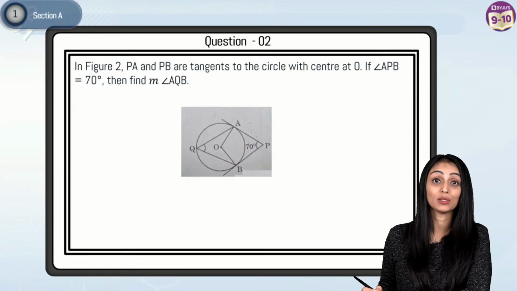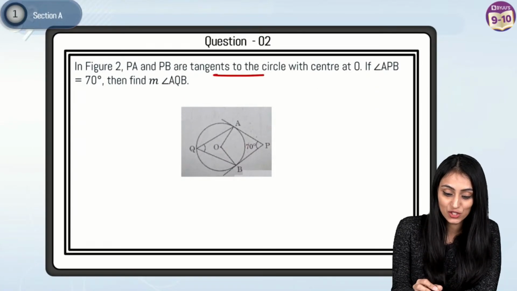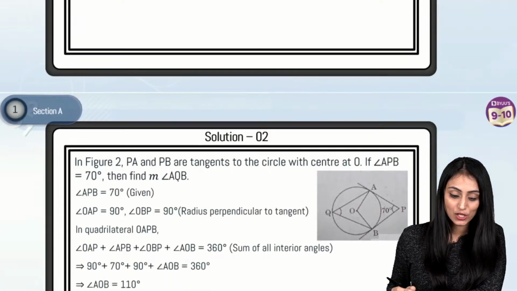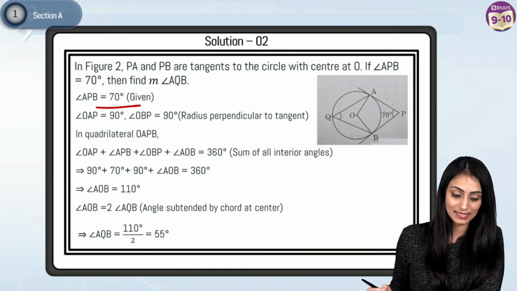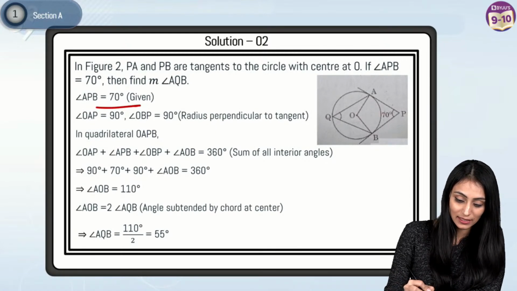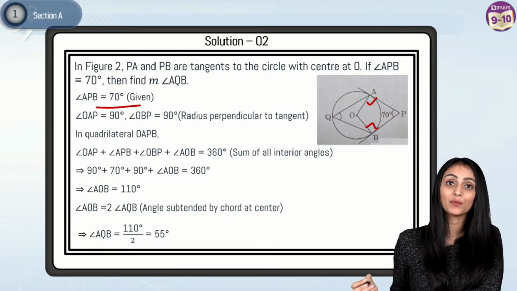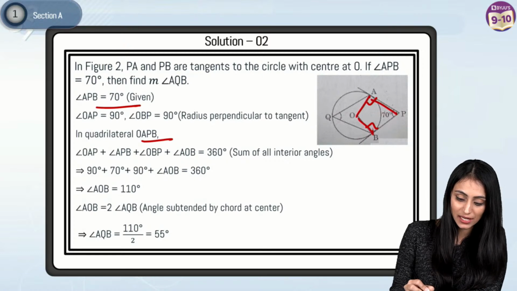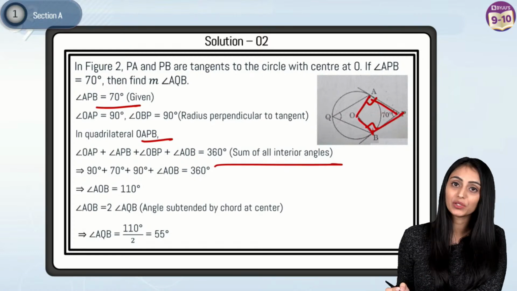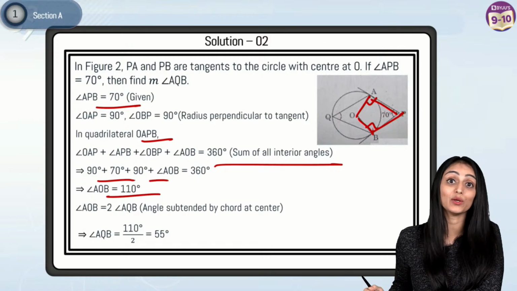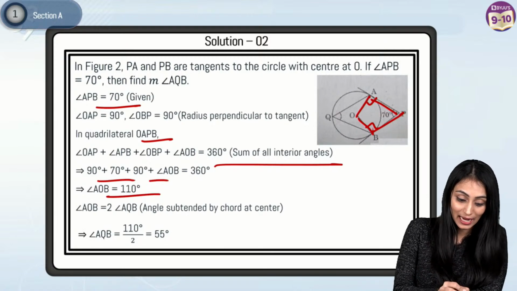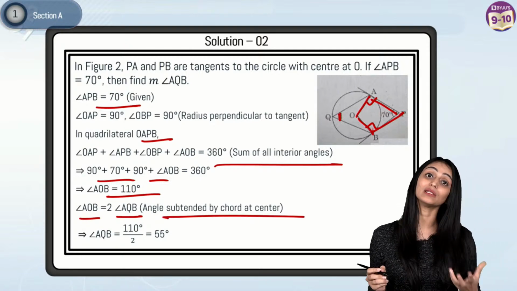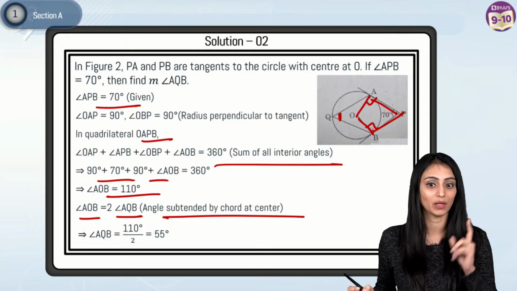Let's take a look at question number 2. In this figure, PA and PB are tangents to the circle with center O, and angle APB is 70 degrees. Then find angle AQB. Here we have angle APB already, that's 70 degrees. Angle OAP would be 90 degrees, because radius and tangent are perpendicular at the point of contact. This is also 90. Now OAPB is a 4-sided figure, a quadrilateral. Sum of all angles would be 360 degrees. Put all the values here. We get angle AOB as 110 degrees. And angle AOB would be twice angle AQB, because the angle subtended by an arc at the center is double the angle subtended by it at any other point on the remaining part of the circle.